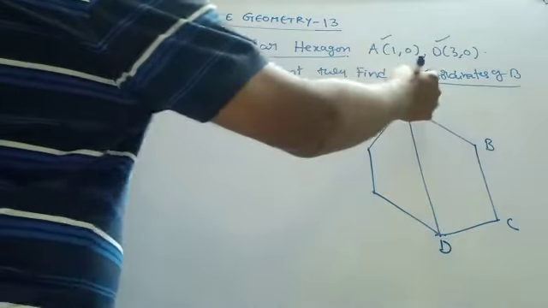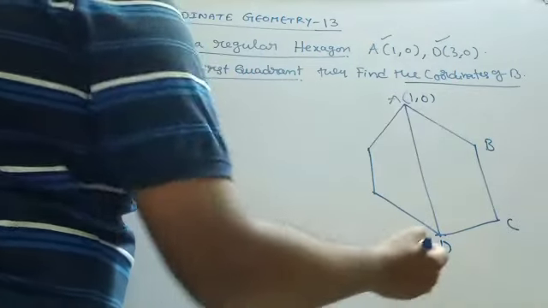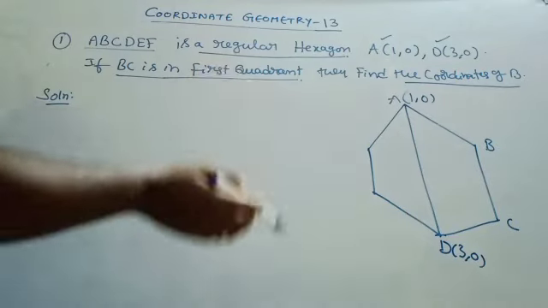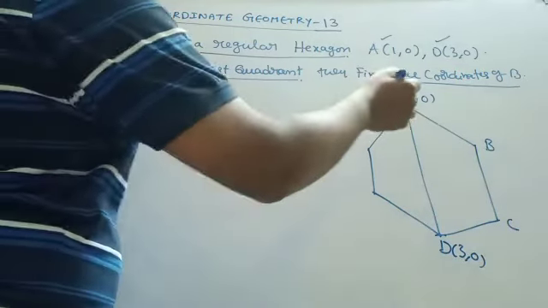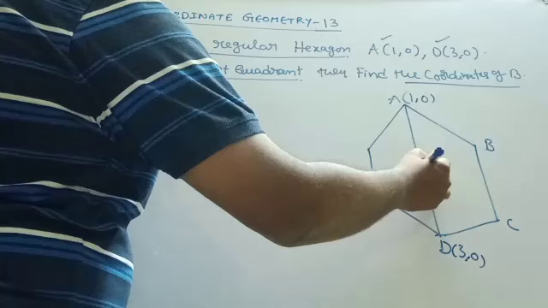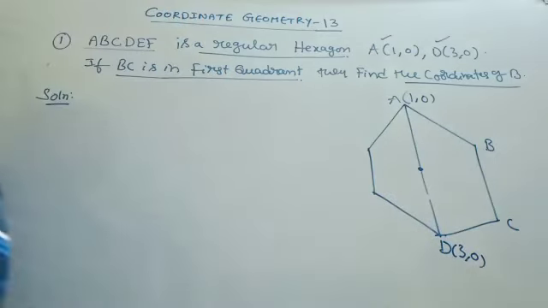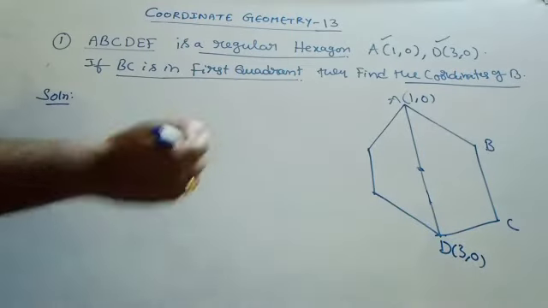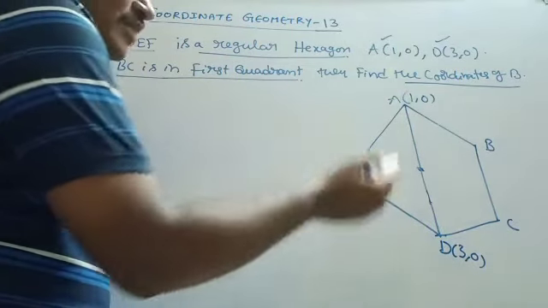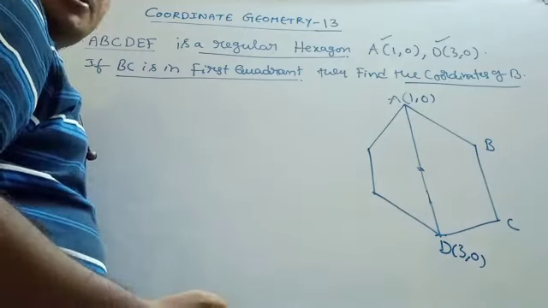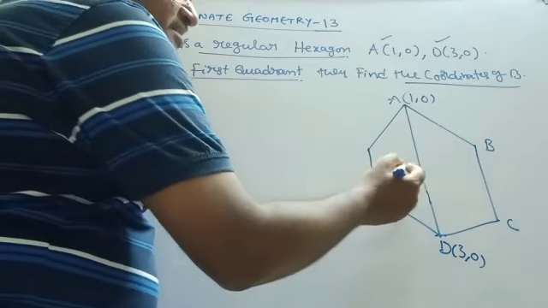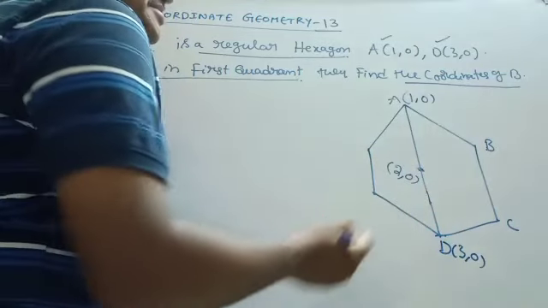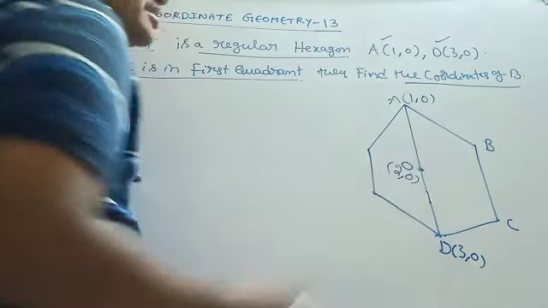Now A is given as (1, 0) and D as (3, 0). And this is the diagonal. You know the midpoint of the diagonal is nothing but the center of the regular hexagon. How will you get this midpoint? By the midpoint formula: (1 plus 3) by 2 is 2, and (0 plus 0) by 2 is 0. This is the center of the regular hexagon.